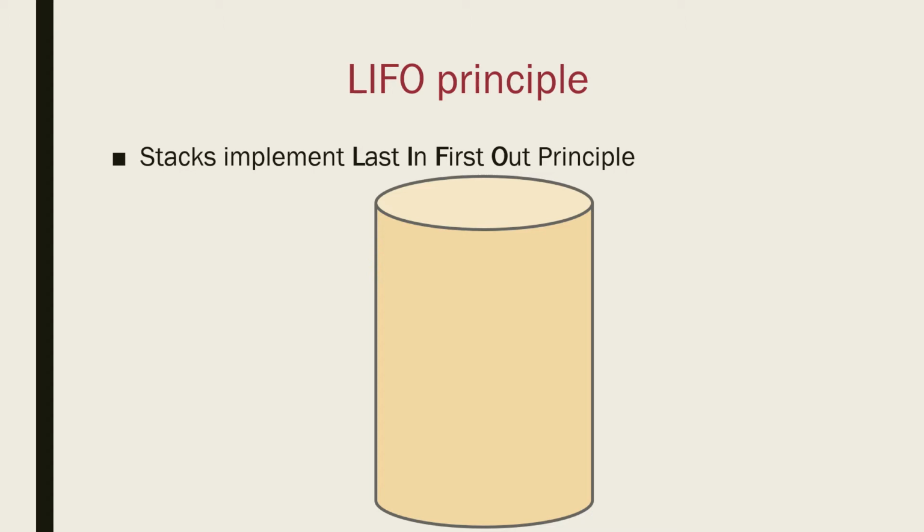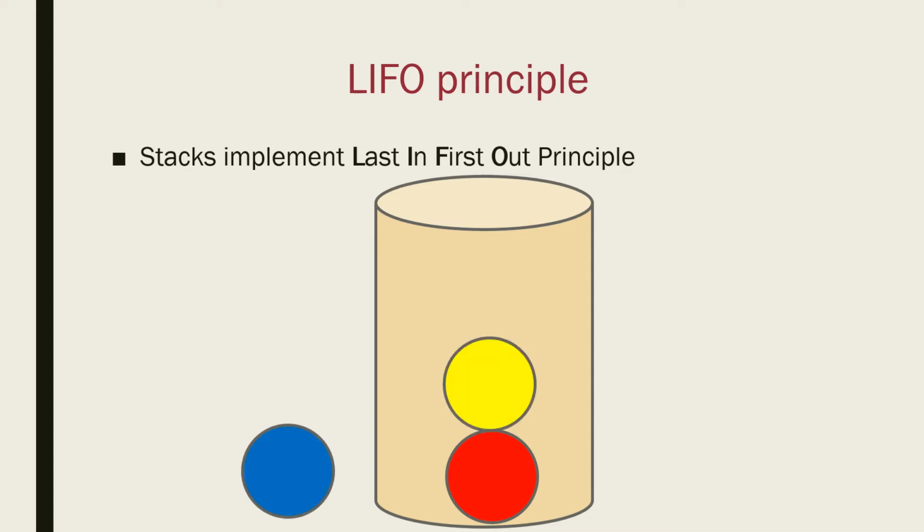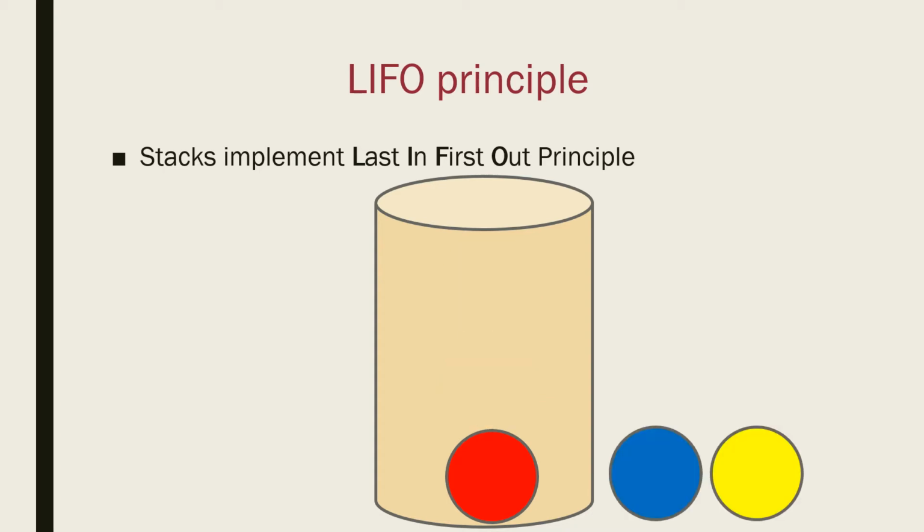The LIFO principle on which the stack works suggests that the last item to be inserted into a stack is the first one to be deleted from it. Just like these balls entered one by one into this cylinder and came out one after the other, but the ball that entered last came out first and the ball that entered first came out last.